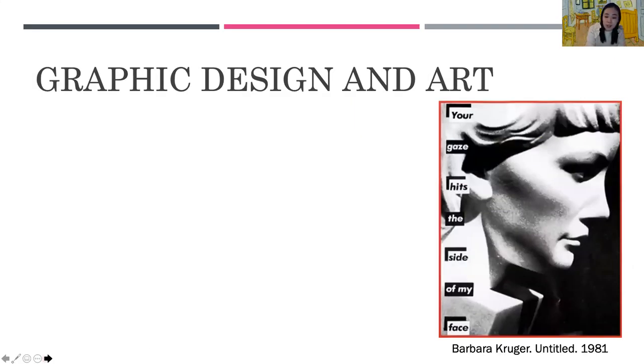So graphic design is all around us, part of the look of daily life. Many art museums maintain collections of graphic design, which overlaps with art in interesting ways. And many artists have worked as graphic designers, just like me. And many graphic designers also make art. To better understand graphic design or communication design, please read the e-textbook in the Moodle room.